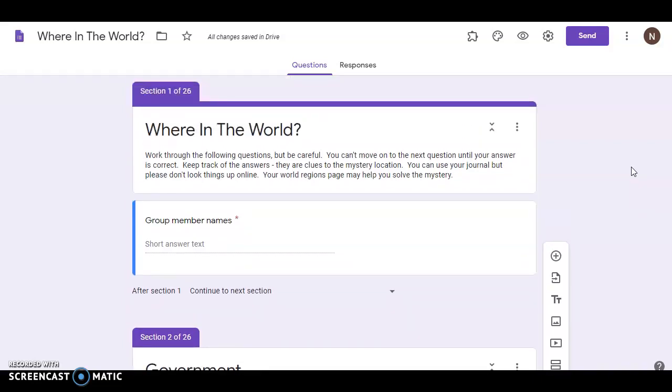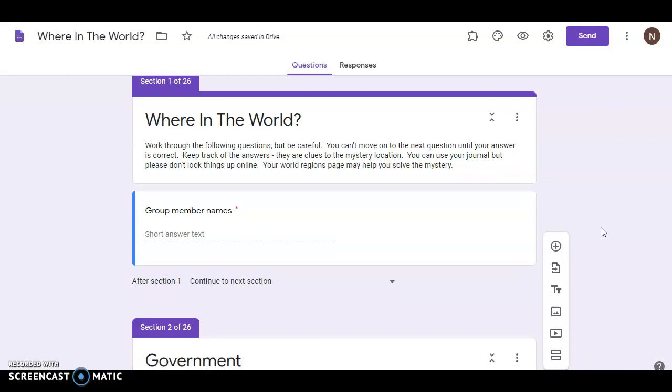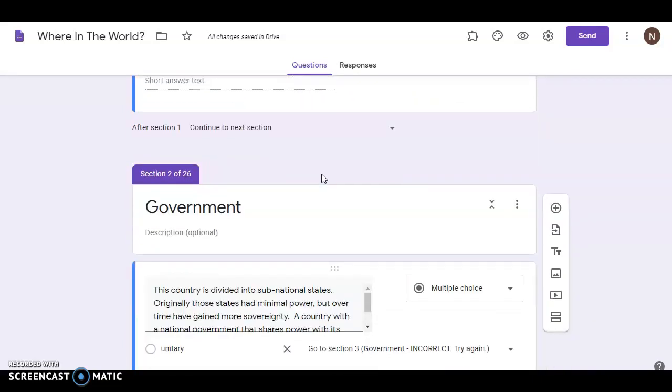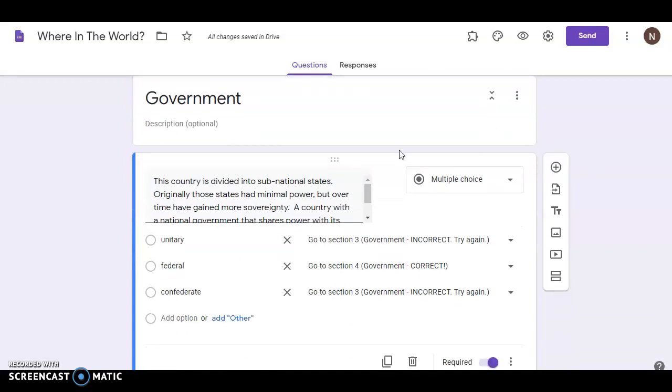From the teacher point of view, from what you would make. So I started out with my directions and a place for them to put their member names. Pretty much everything has to be required, okay? Everything has the little red star. So everything is going to be a different section. That's why it looks so massive, 26 sections, because you can zoom from one section to another, but not within a section, okay? So here's our first question.